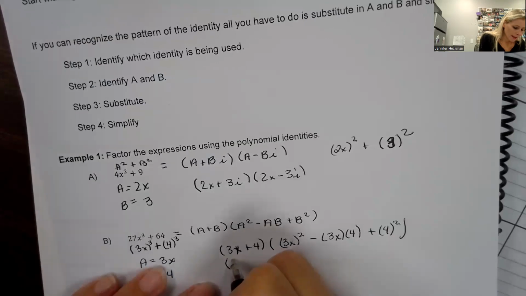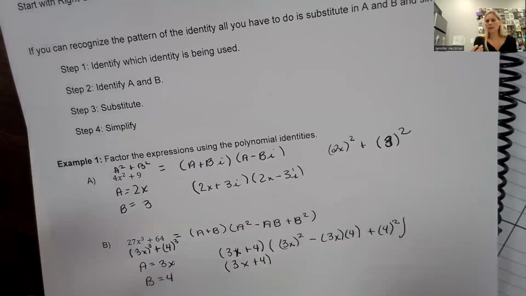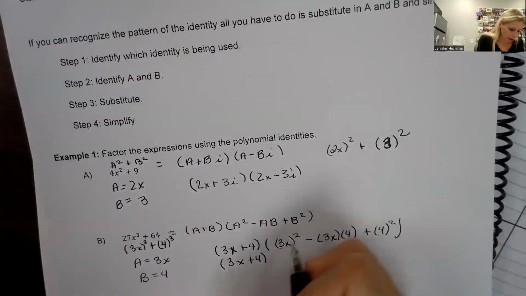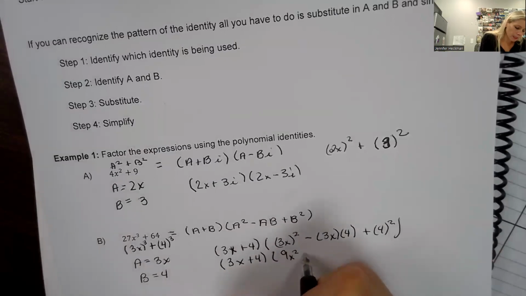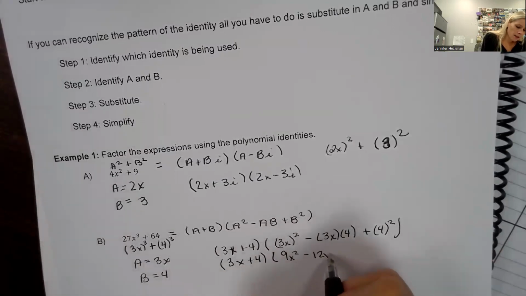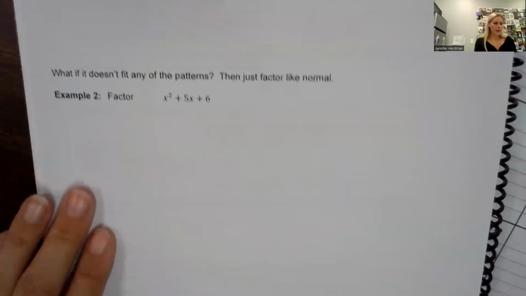Simplify means that in that binomial or in that trinomial right there, I'm actually going to square things and multiply them, okay? So this is 9x squared minus 12x plus 16, okay? Very good. Let's try a couple more, okay?